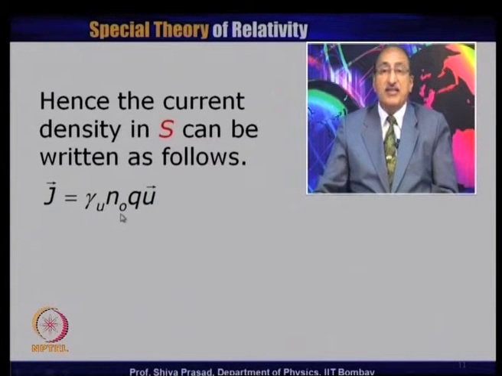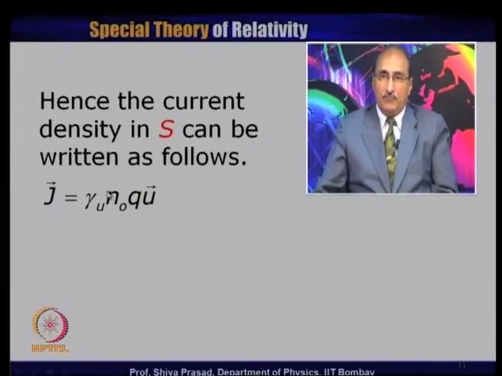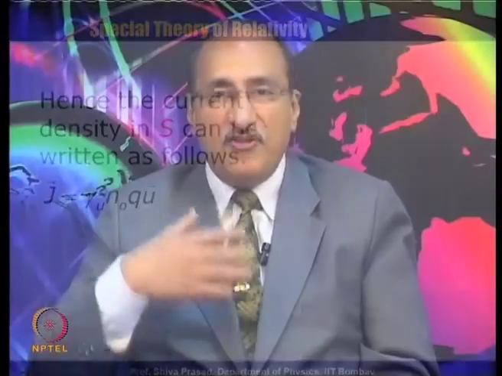Using the definition of charge density that we have used earlier, we can write that current density is the total number of charge carriers per unit volume, which is gamma u times n naught, multiplied by q multiplied by the velocity. I am assuming all of them are moving with the same velocity. So, this will be the current density as seen in this particular frame of reference. The only reason why I am writing this equation in this particular form is because I am using a 4-scalar here. If I would have written just n, this n would have changed if I had gone to a different frame of reference, while this n naught is going to be the same in all the frames.